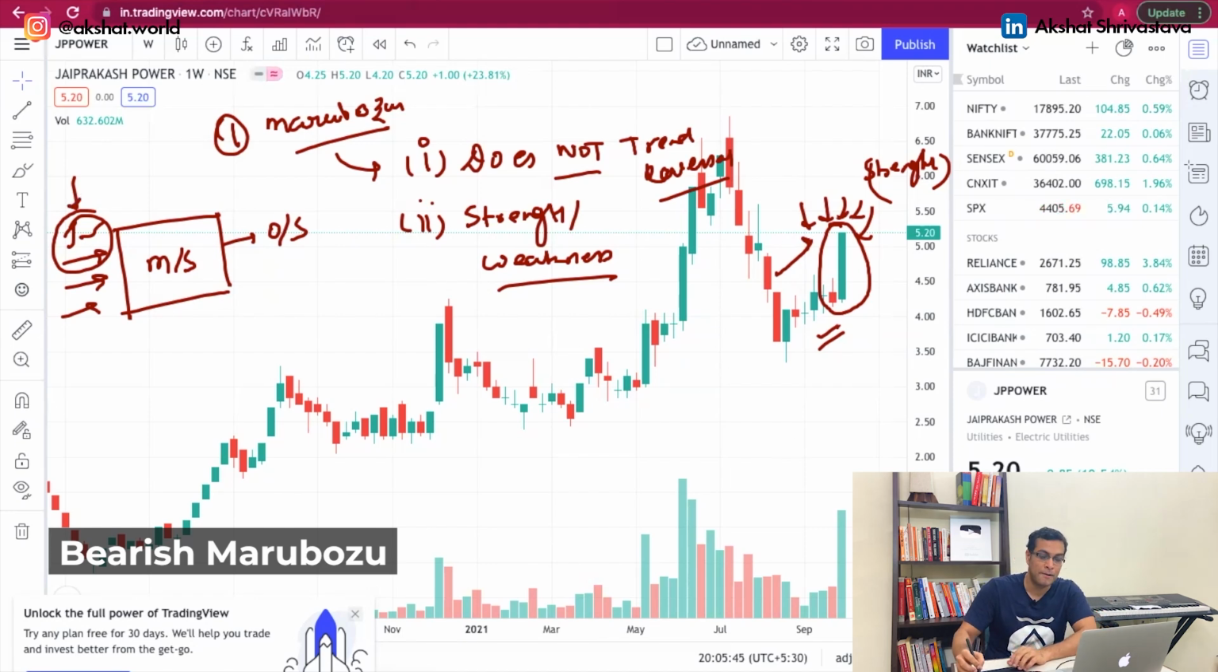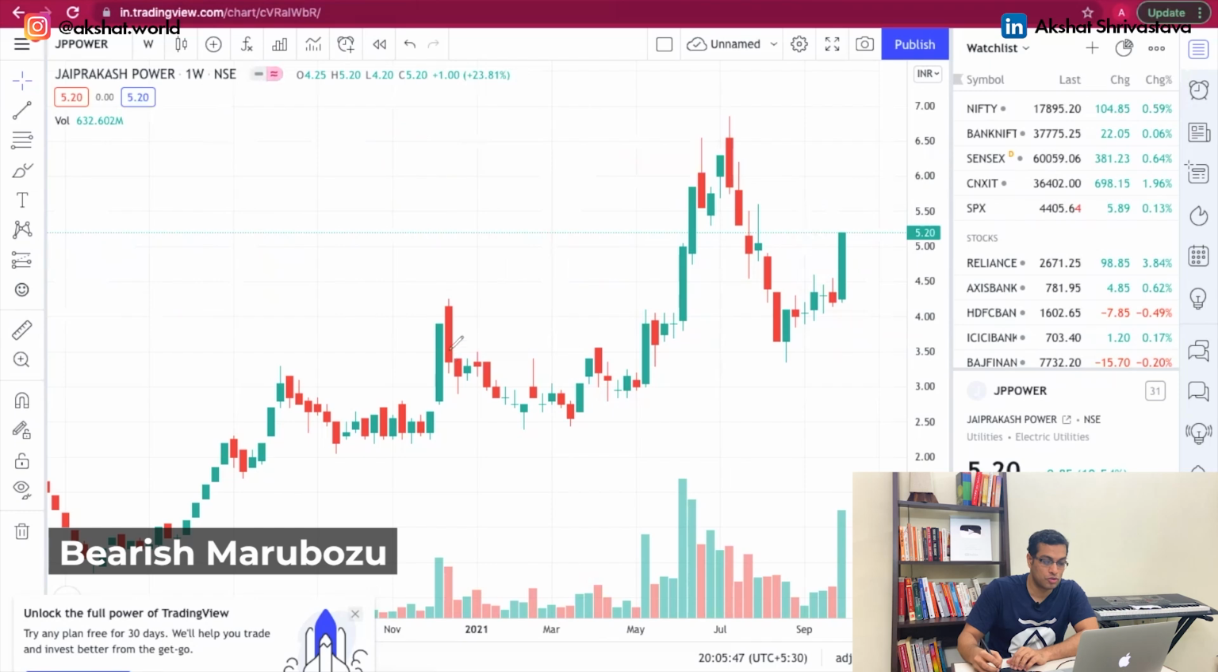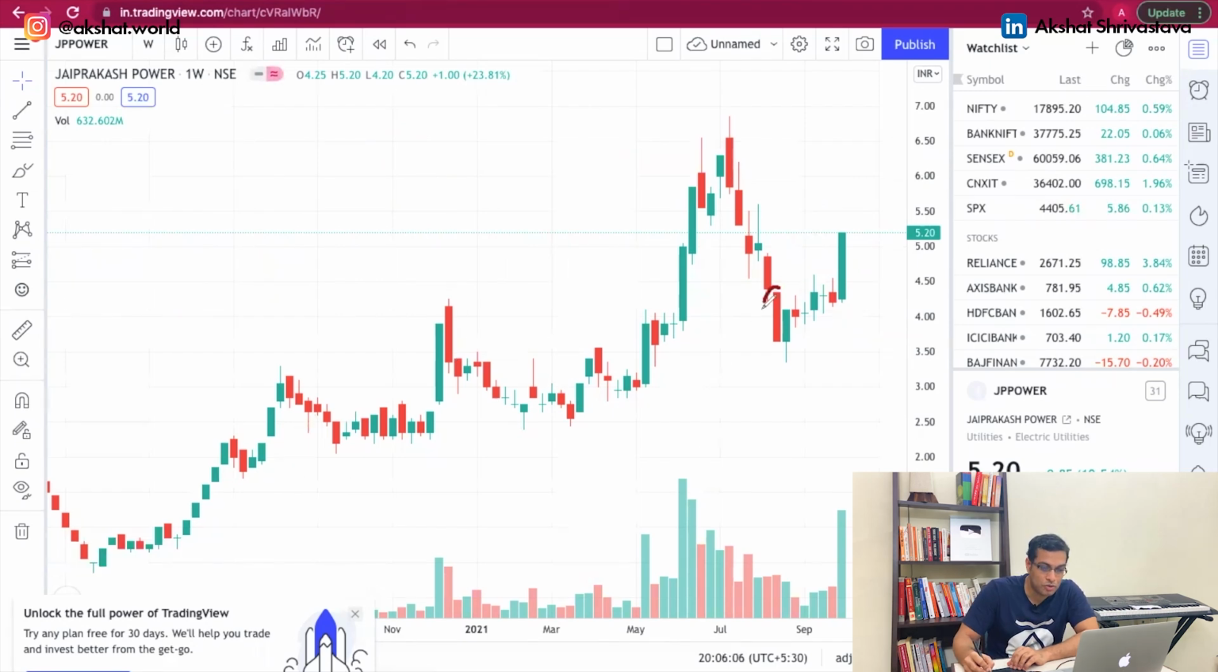Now, what is a bearish Marabozu? A bearish Marabozu looks something like this. This is a very strong Marabozu, right? It has no wick. It has a very strong red body. But did the stock weaken after this? No, in fact, it gained strength. So it does not necessarily mean that. Therefore, this proves my theory that it's not as if you just look at a Marabozu and start taking trades. Please don't do that. Very important point.